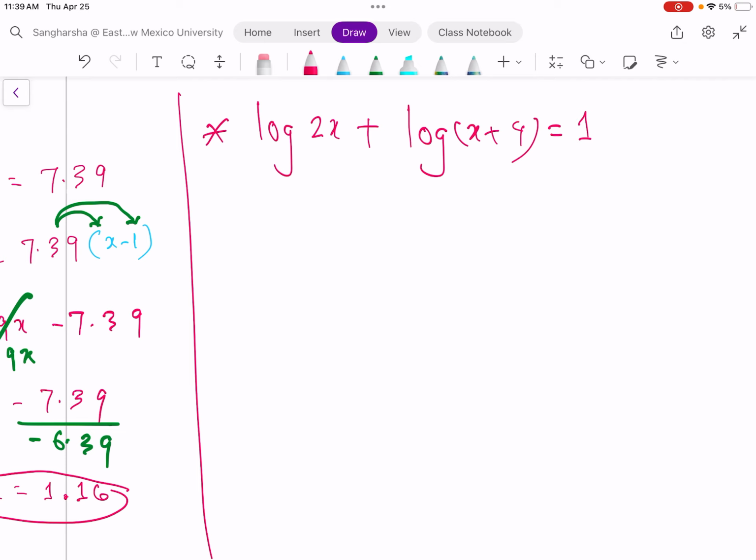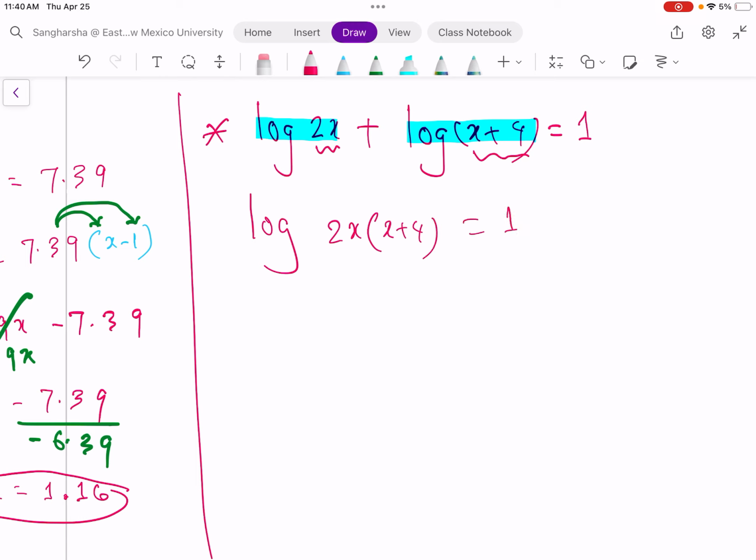Second step, we are writing every log expression using a single log. We have 2 logs here: log of 2x and log of x plus 4. So let's rewrite these using a single log. What do we have? We have a sum of logs. And if we have a sum of logs, what is that equal to? Log of product. So the product of this number and this number: 2x times x plus 4 equals to 1.